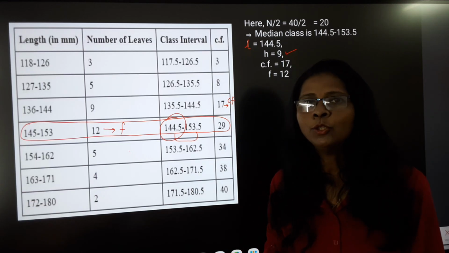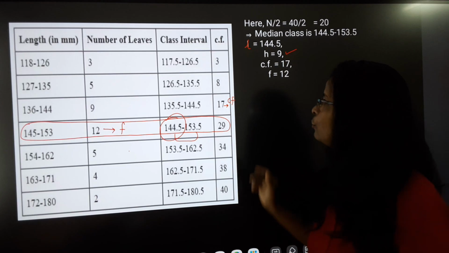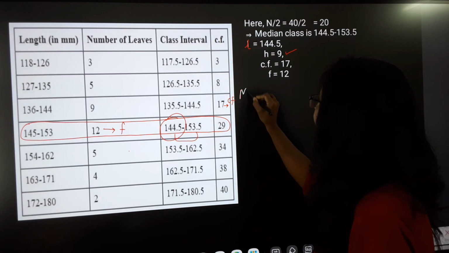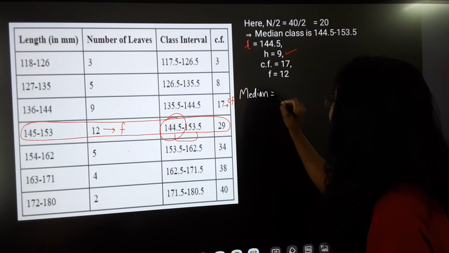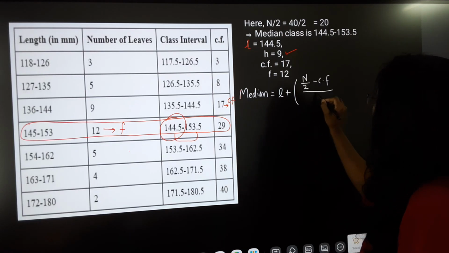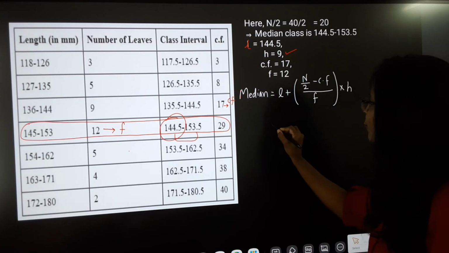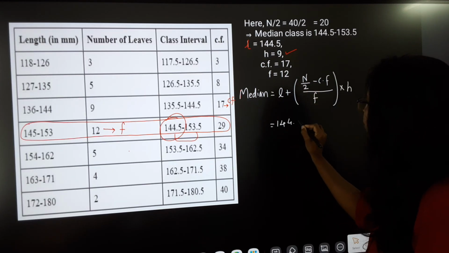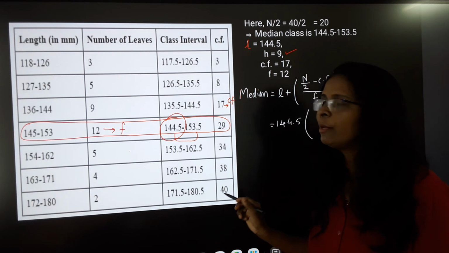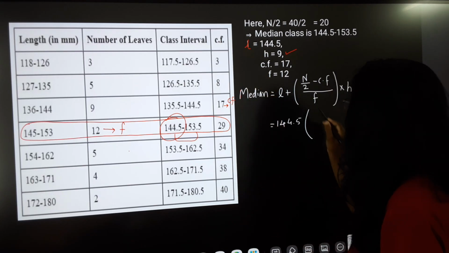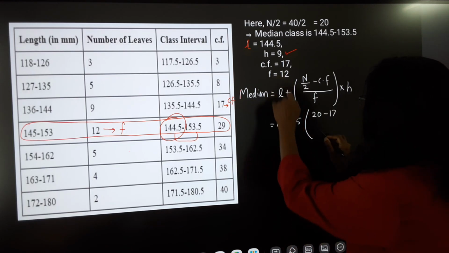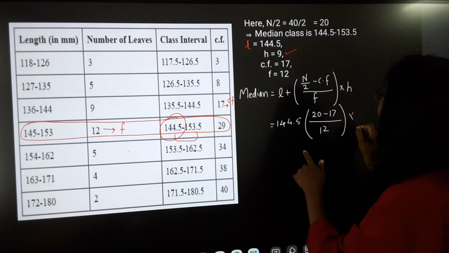Okay, then we are ready to find the median. So we write down the formula for the median. Median is equal to L plus (N upon 2 minus CF) upon f, multiplied by h. Now here L is 144.5. Now what about N? N is equal to 40, because the sum of the frequencies is 40. So 40 upon 2 is 20. Cumulative frequency is 17, f is equal to 12, and multiply it by 9.